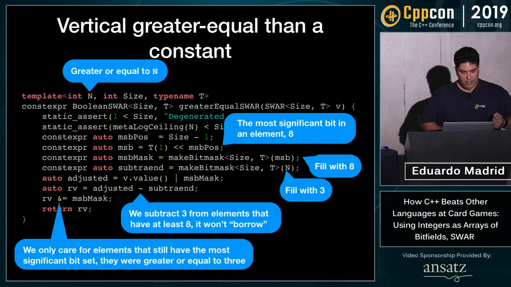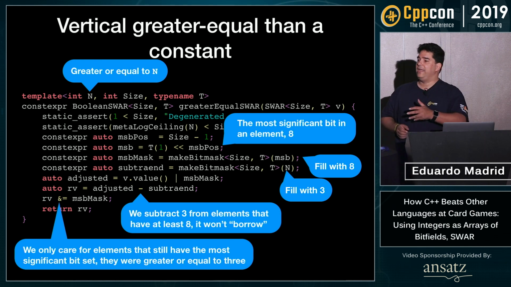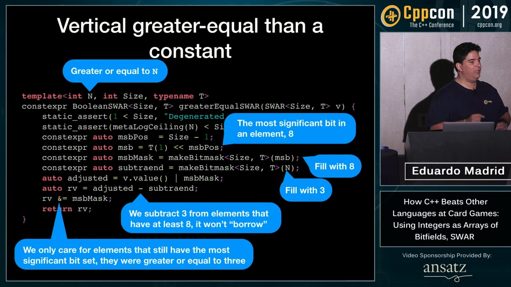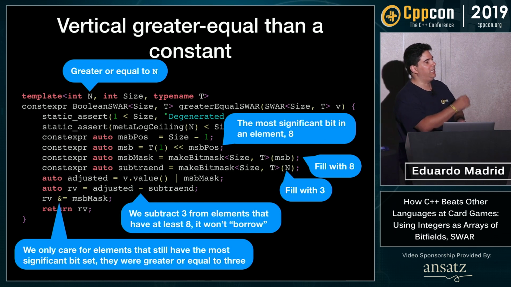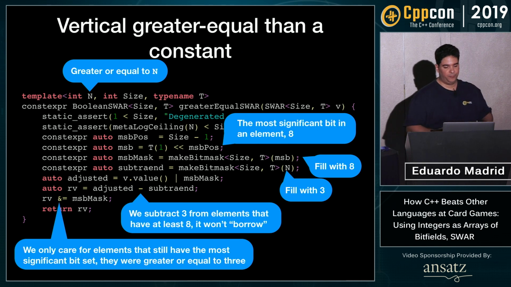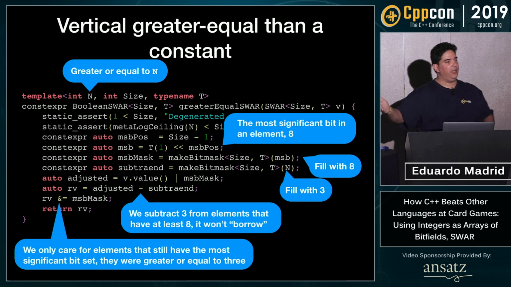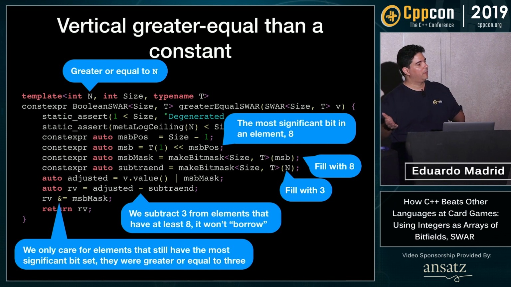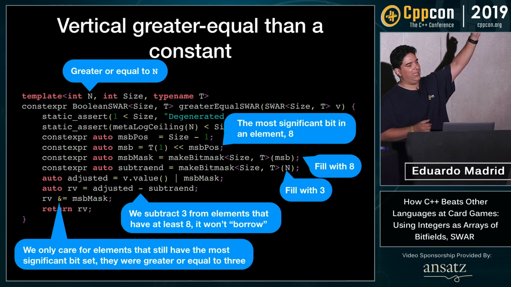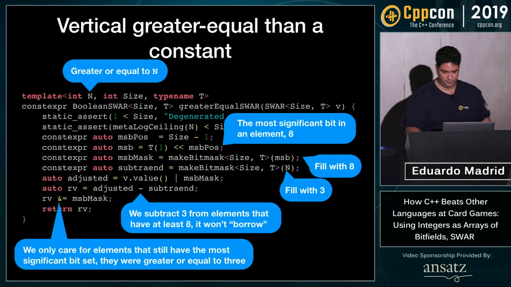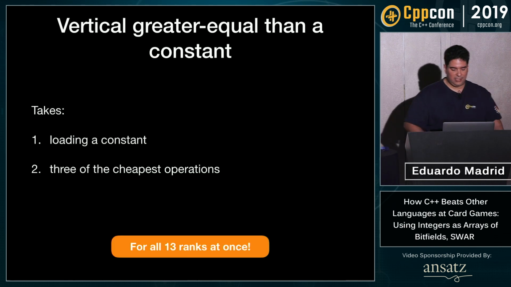And now we have the guarantee that none of those subtractions are going to borrow from the adjoining element, because we added virtually 8 to each count. But those that were greater or equal to 3, when you subtract 3, will continue to have that highest bit set, and those that were below 3 will have now the highest bit turned off, and that is our Boolean register.